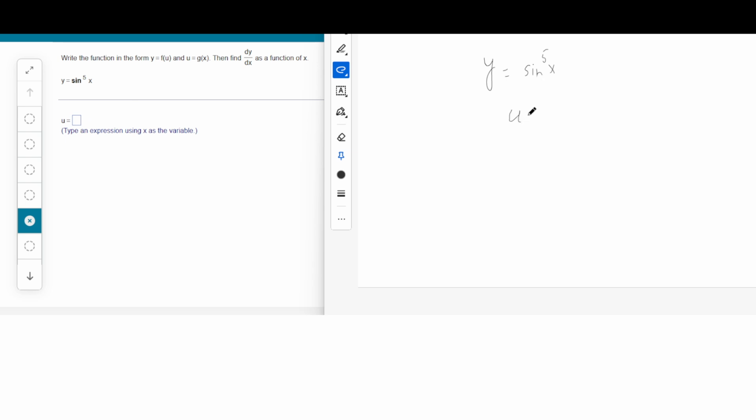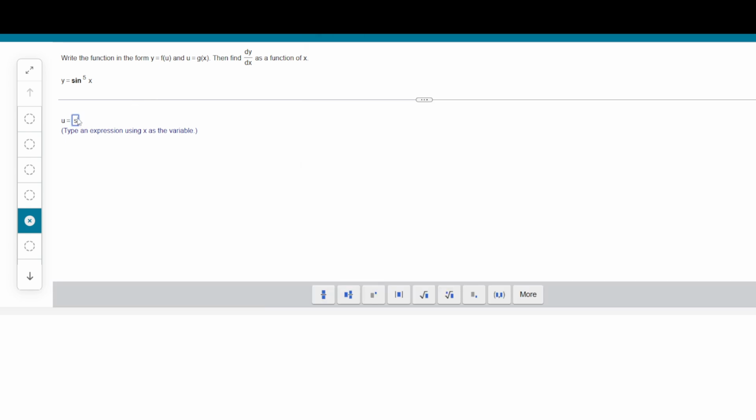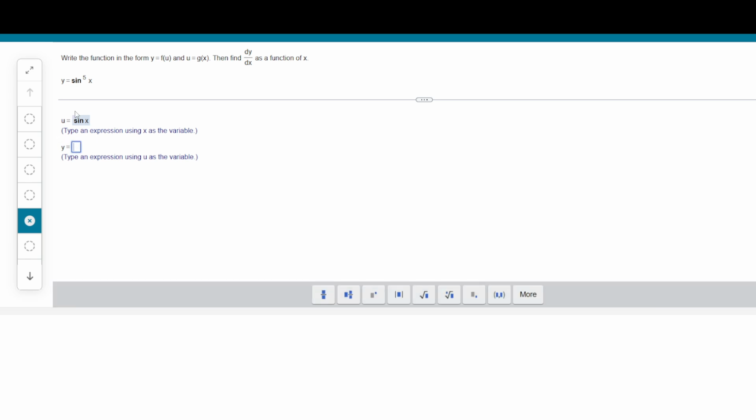So what I can do is I can just pick u is sine x. So the base function is u. I can do that. U is sine x. And now my y would be u to the power 5, because I wanted to express y as a function of u and u is a function of x.